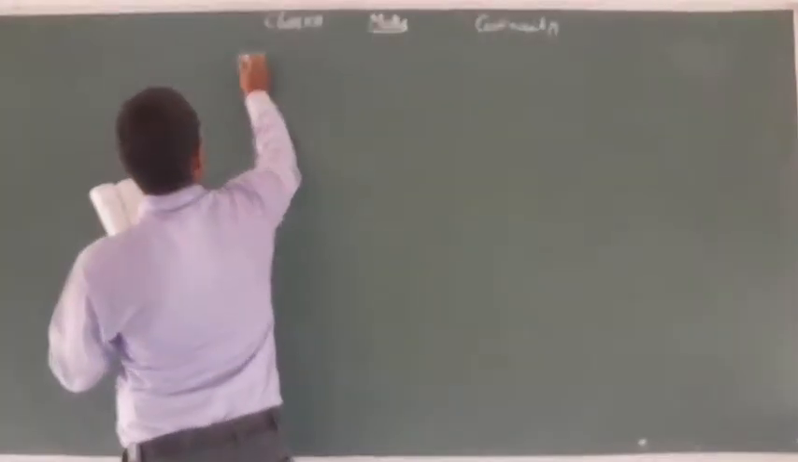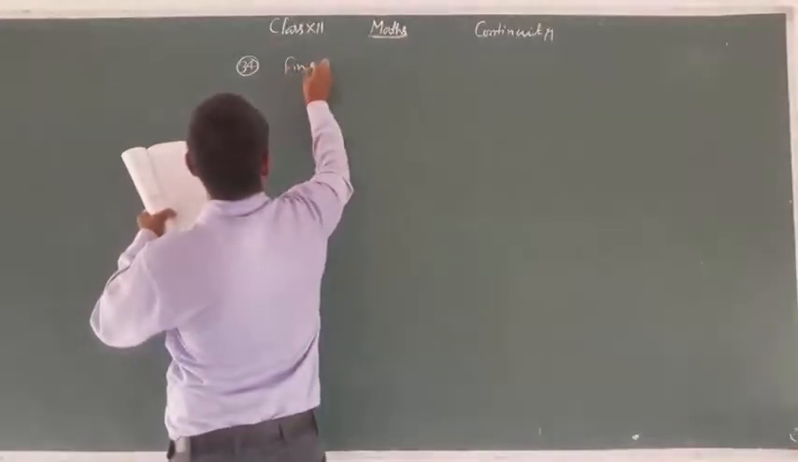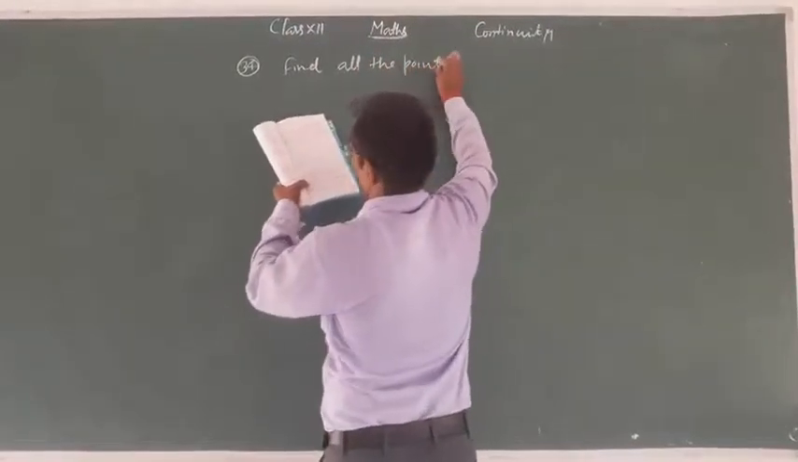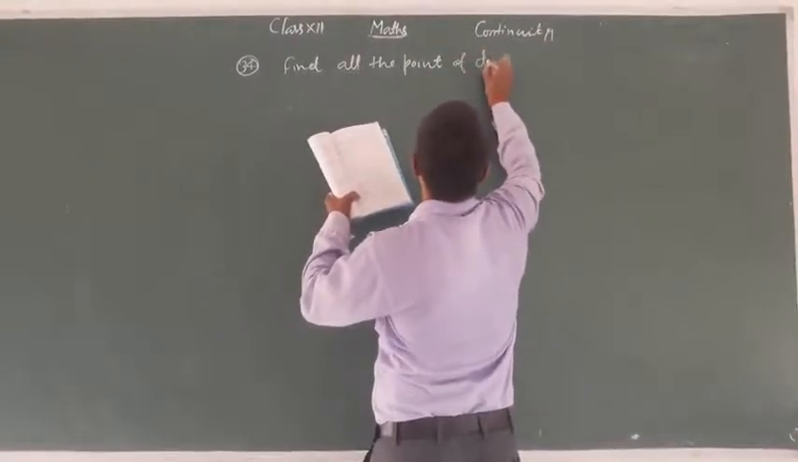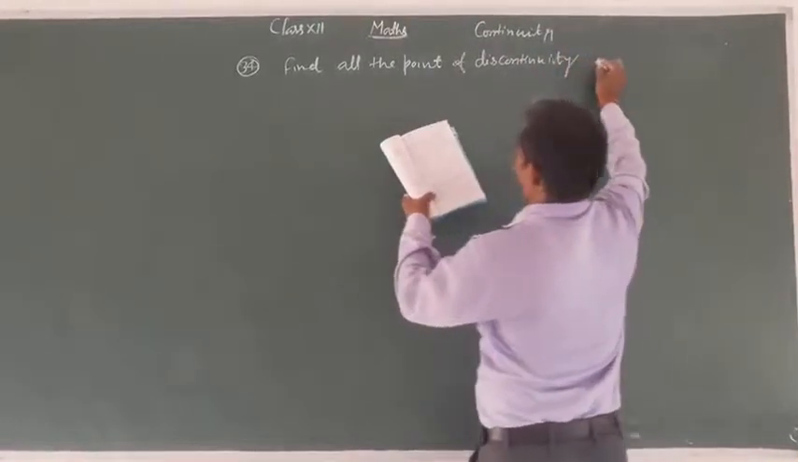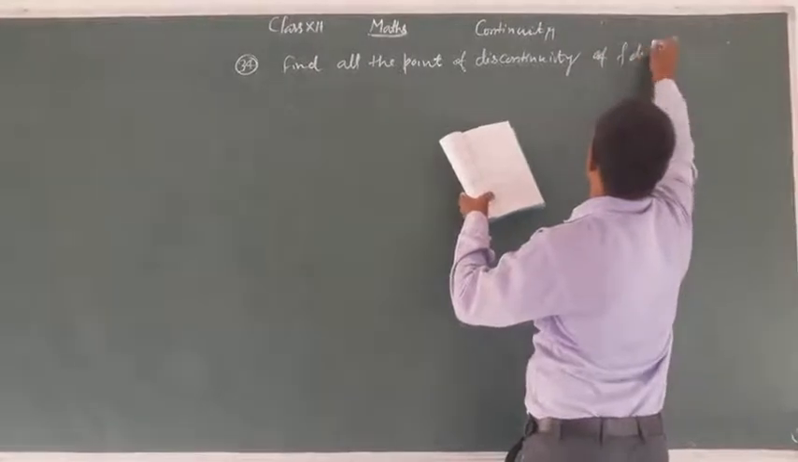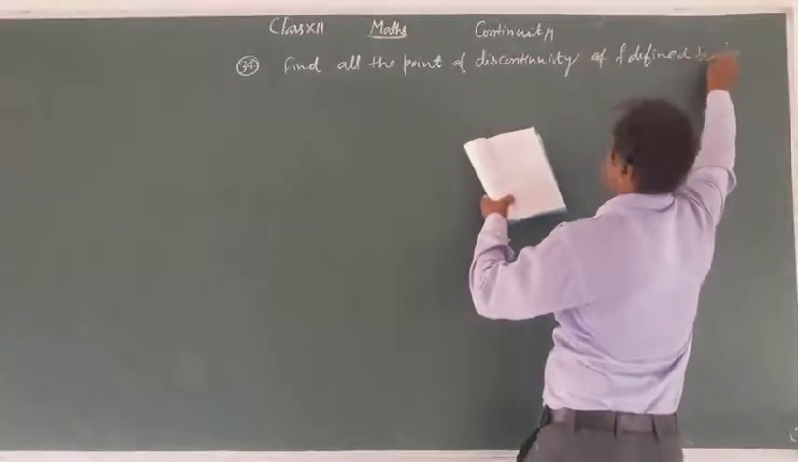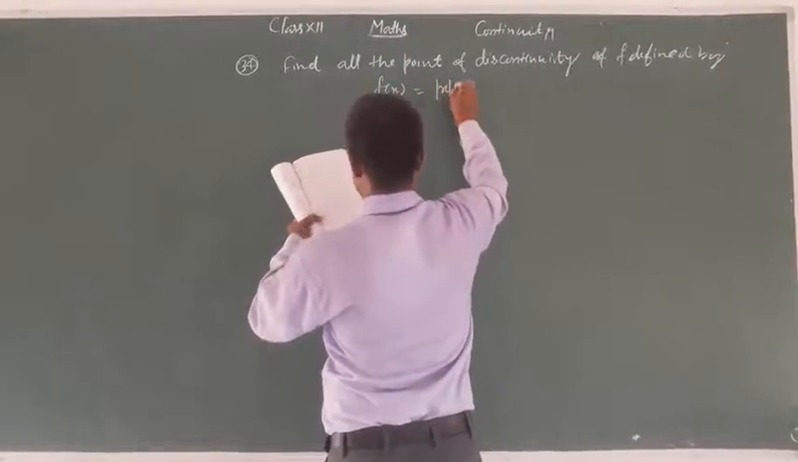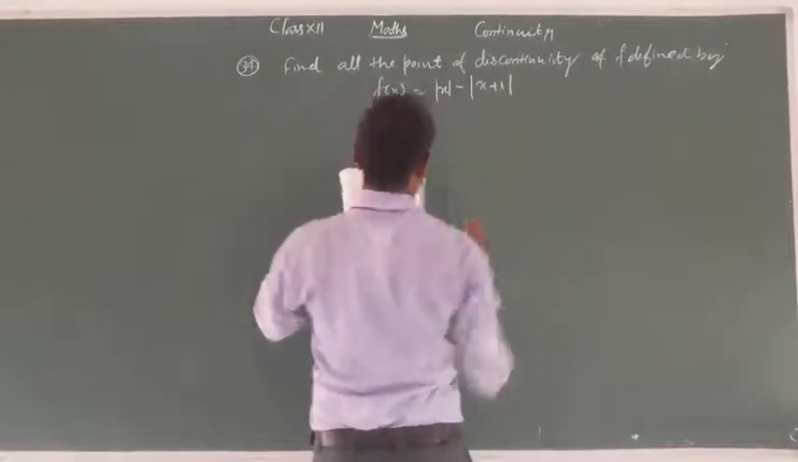Now question number 34. Find all the points of discontinuity of f defined by the function f(x) is equal to |x| minus |x plus 1|. So now the solution.